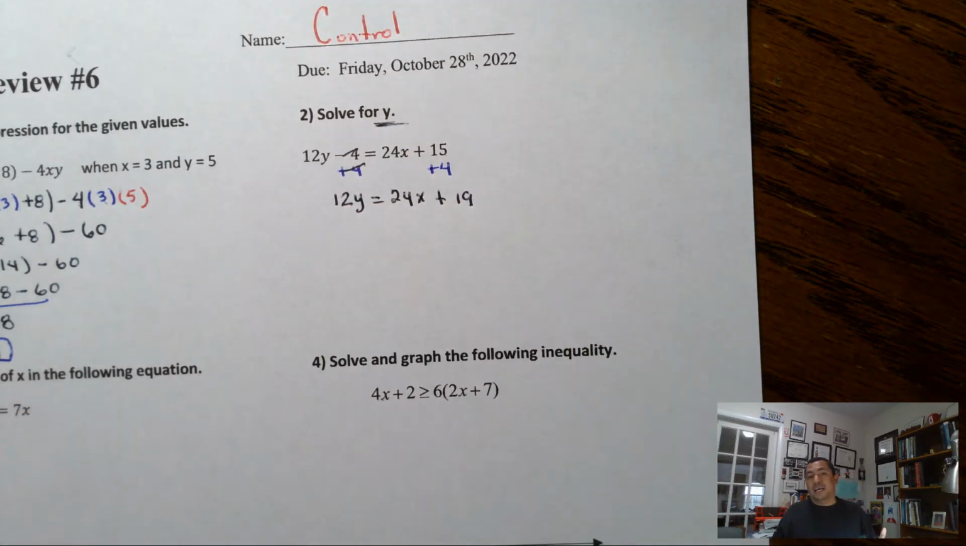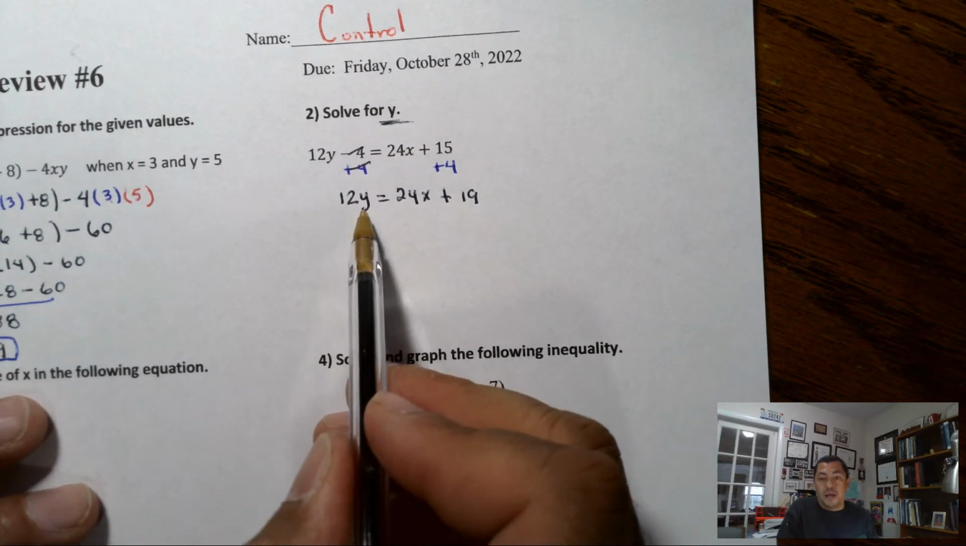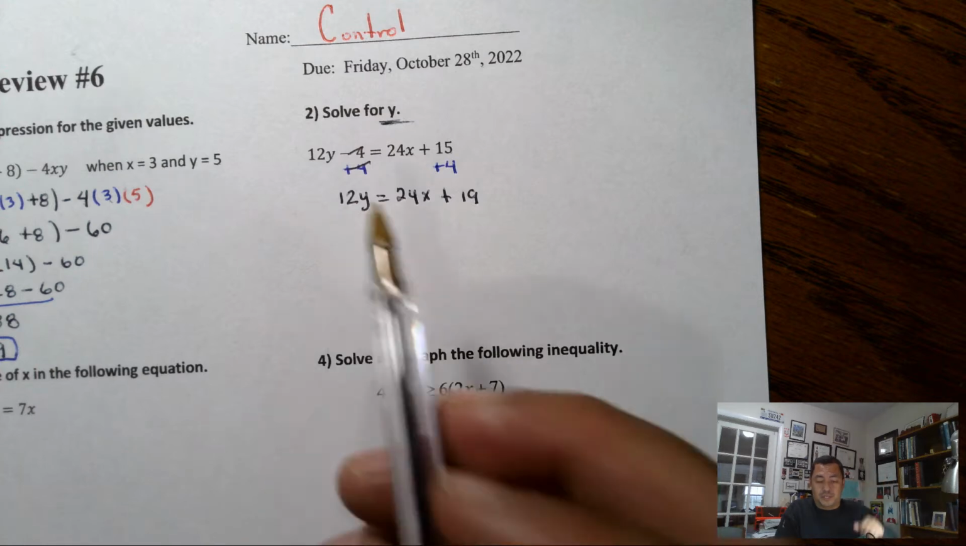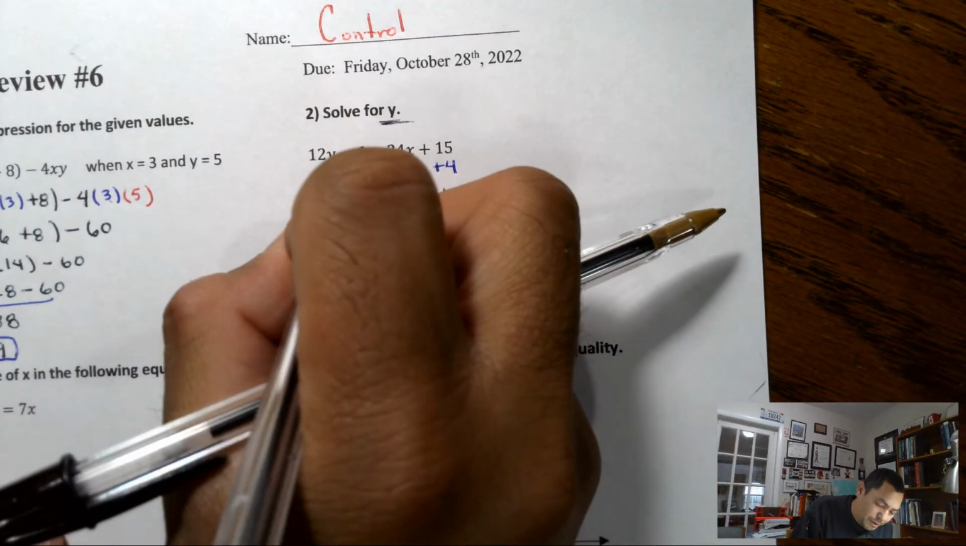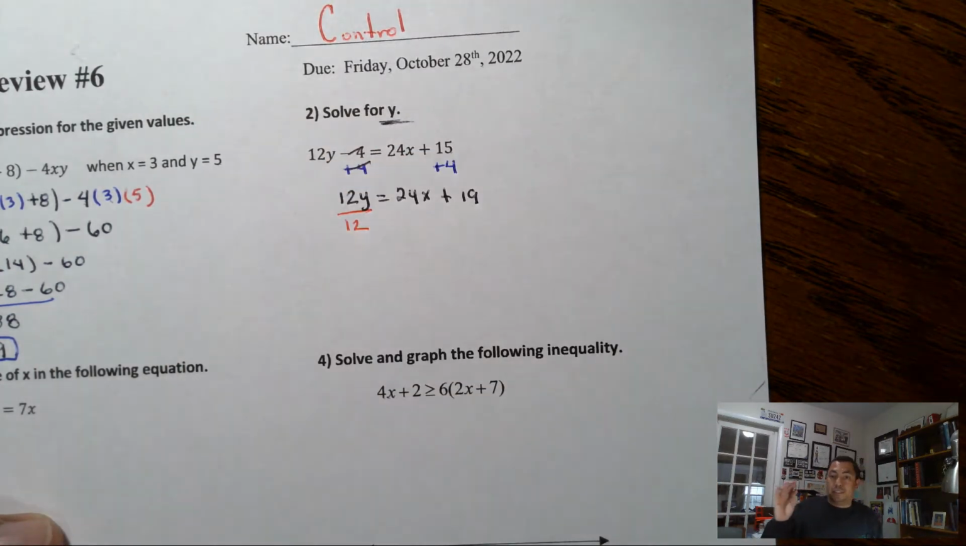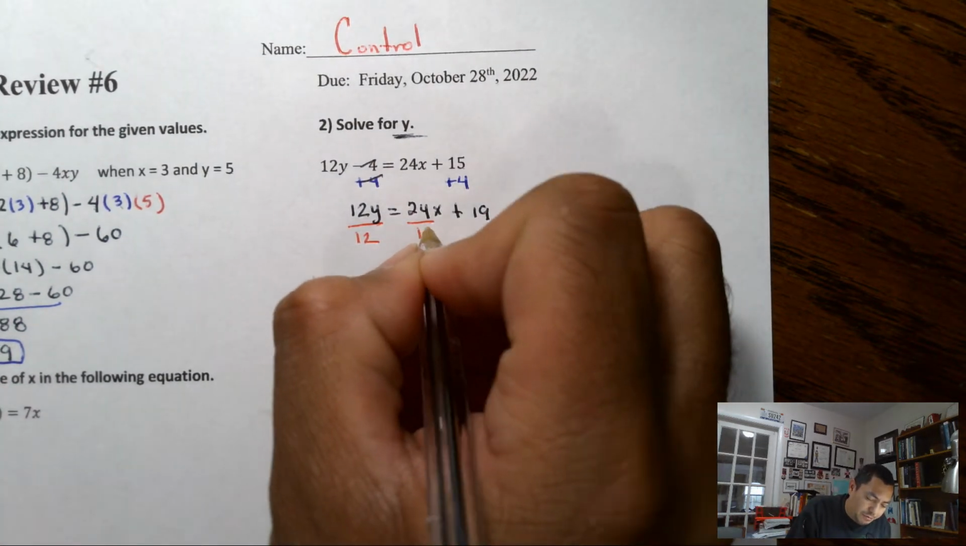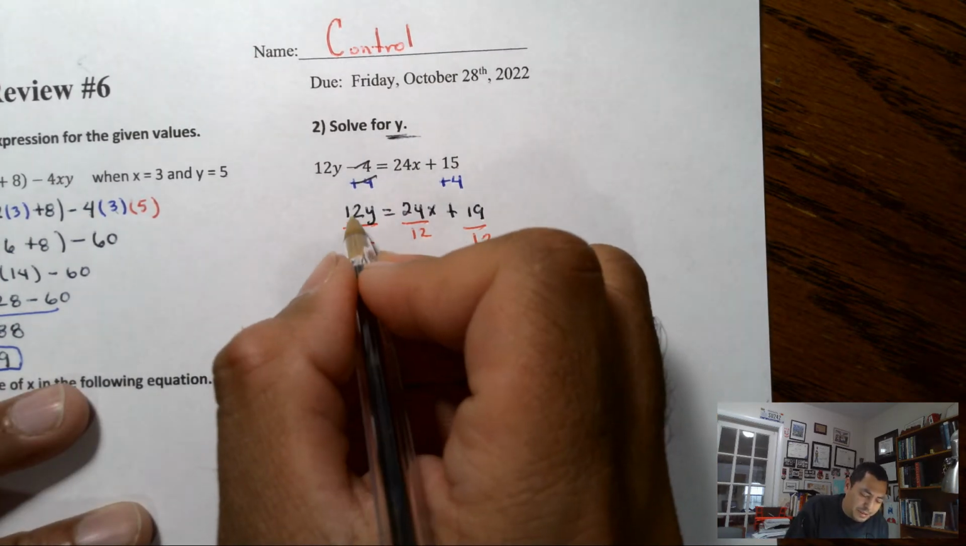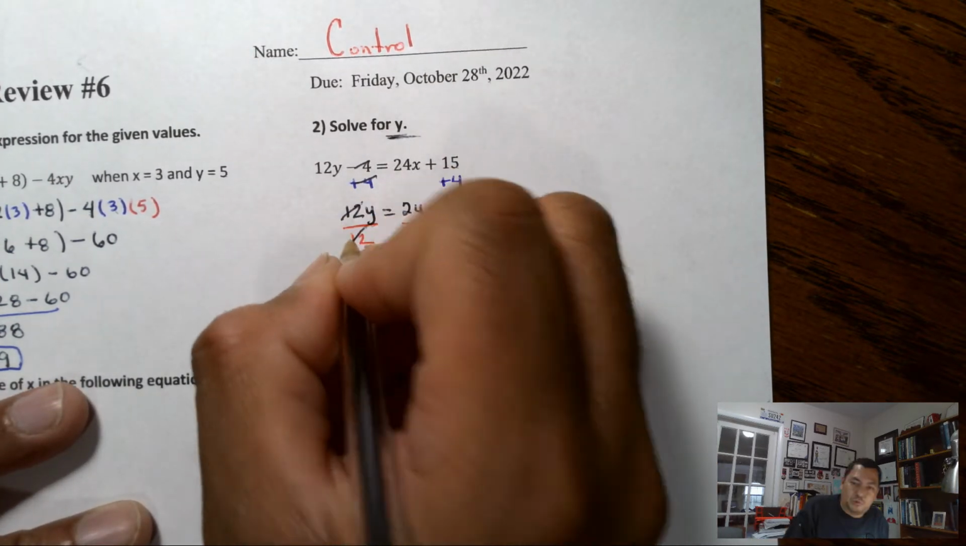Okay. What is the next step? 12 is multiplying my variable y. 12 is multiplying, so the opposite of multiplication is division. So we are going to divide both sides by 12. Every single element of your equation. So divide by 12, divide by 12. So 12 divided by 12 is 1. That's the reason why we said 12 goes away.